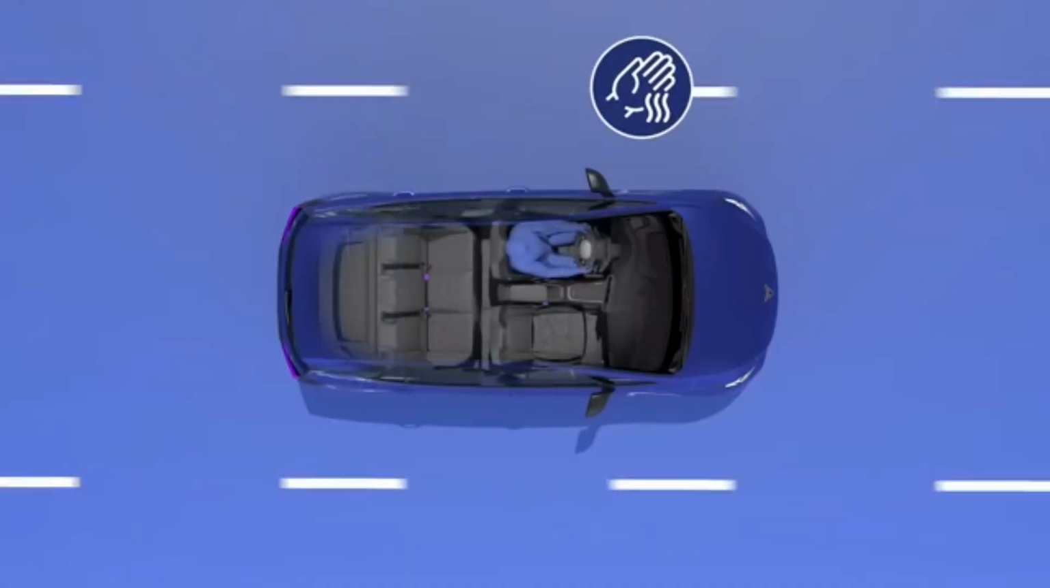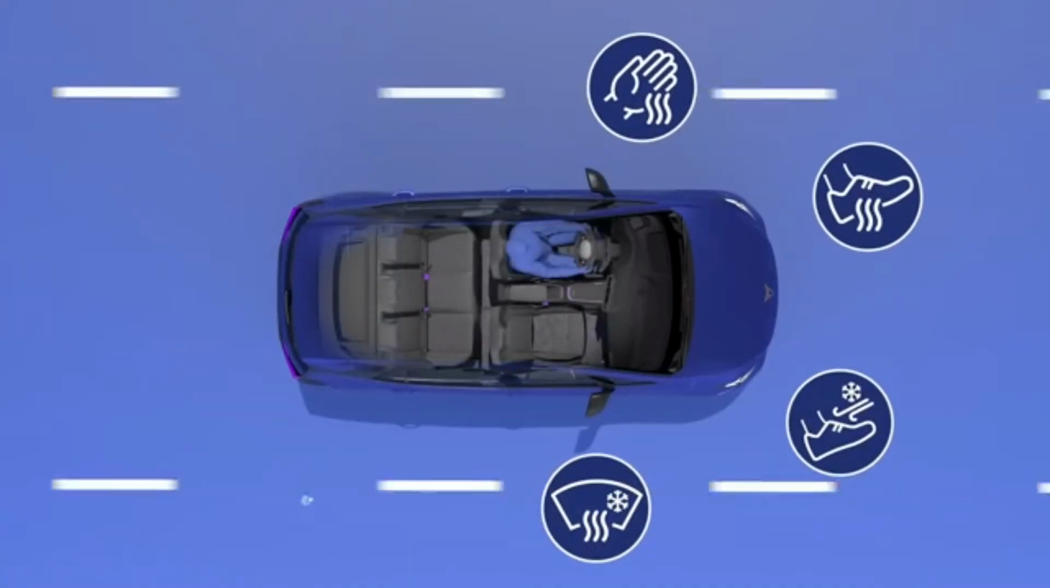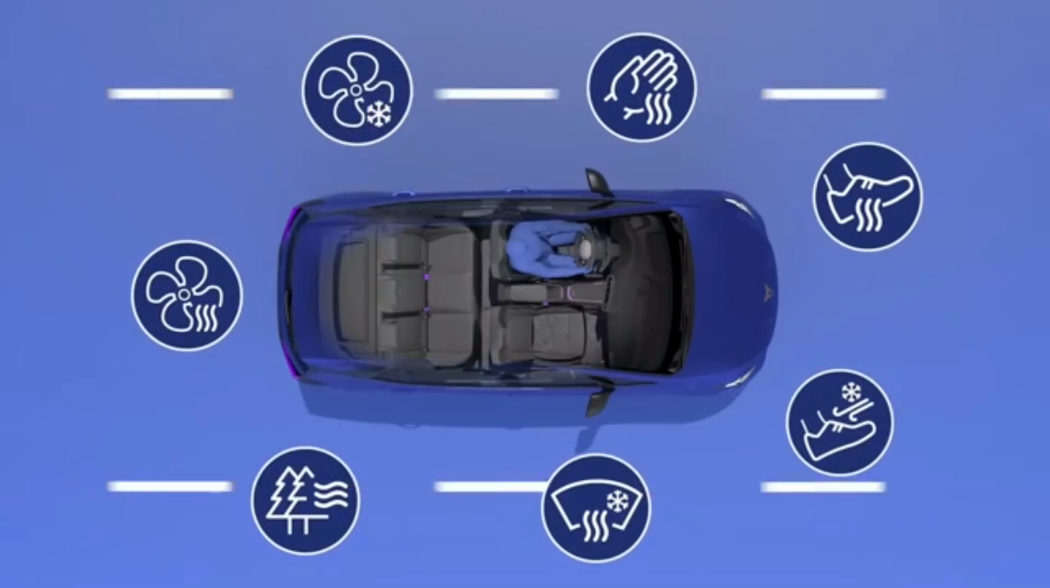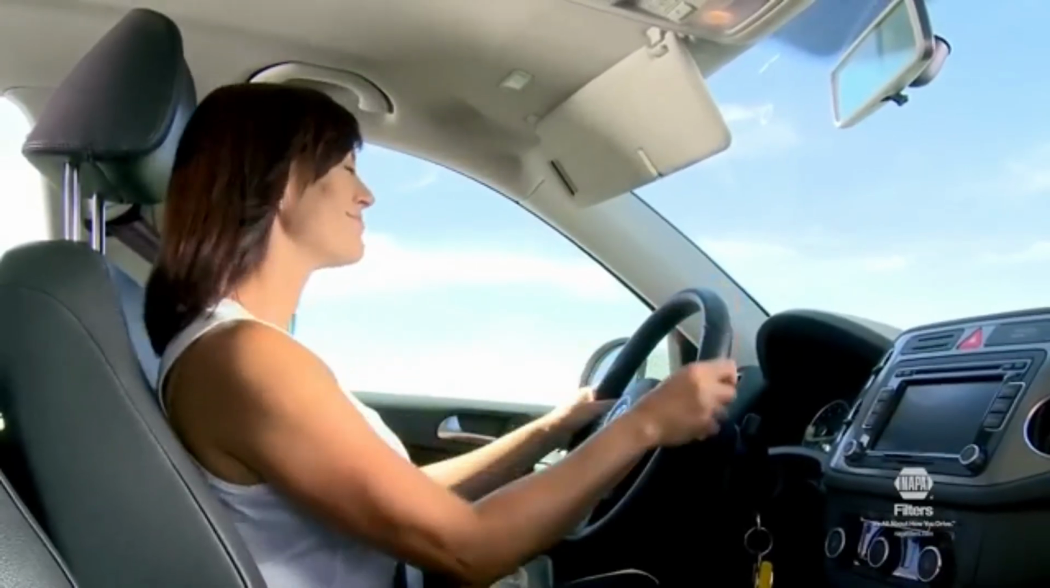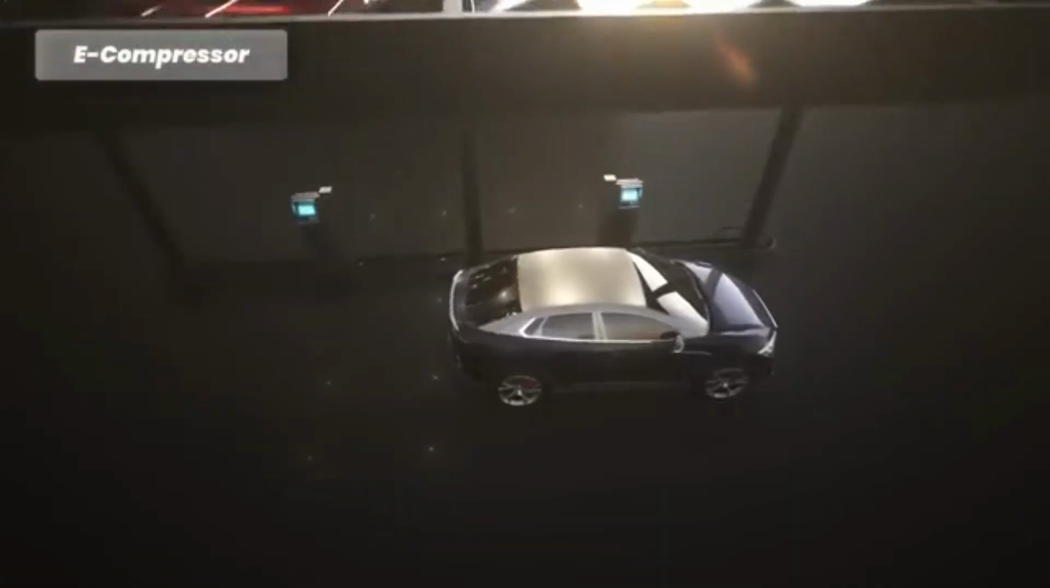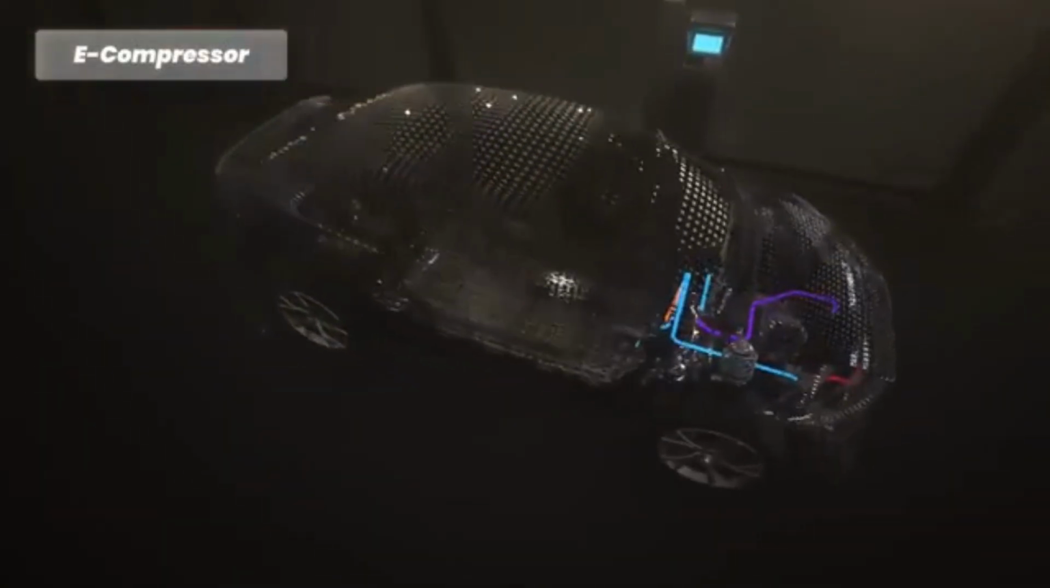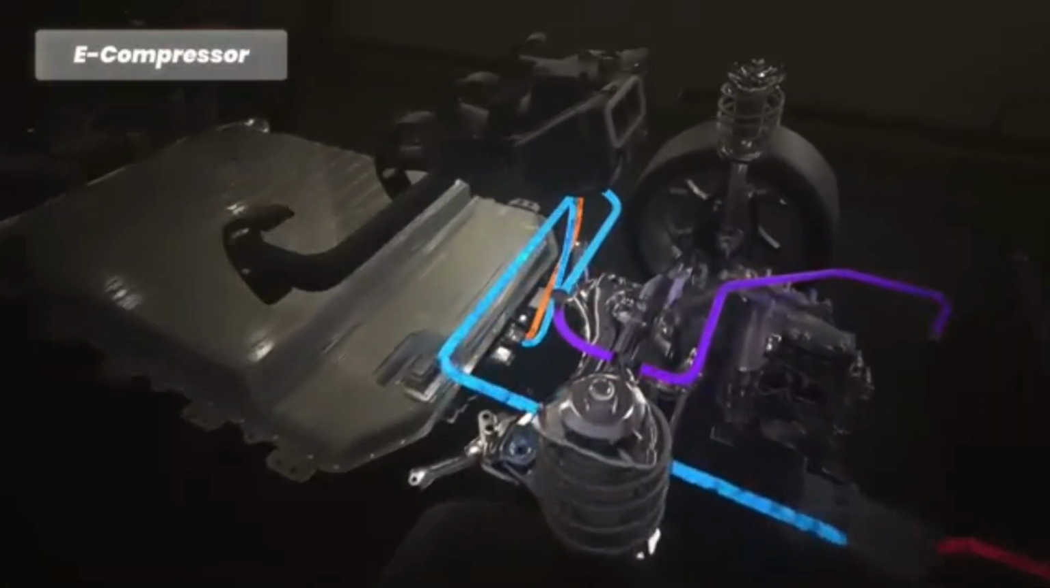This continuous cycle allows the AC system to maintain a comfortable cabin temperature and humidity level while the vehicle is in operation. But how does the AC compressor work in an EV? Let's look at how things are done in electric vehicles.